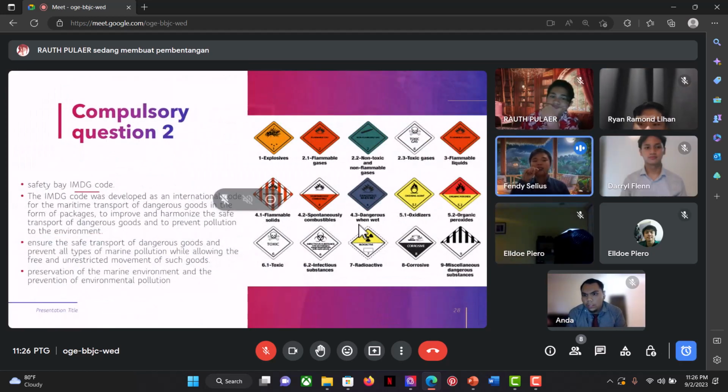The last is safety by IMDG code. The IMDG code was developed as an international code from the package to improve and harmonize safety in the transport of dangerous goods and to prevent pollution to the environment. Instead of the safety response, dangerous goods are found in all types of marine transport, allowing the free and understanding movement of such goods, preserving the maritime environment.